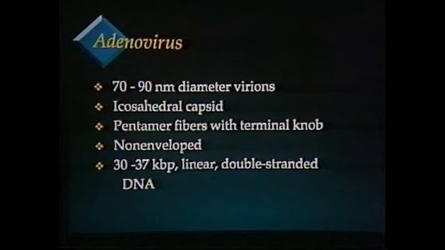Avian adenovirus infections. Adenoviruses are 70 to 90 nanometer diameter virions. They have geometric symmetry to the capsid, and one unusual feature of adenoviruses is that they have pentamer fibers that extend and have a terminal knob on them. Usually these fibers are dual in avian adenoviruses. Adenoviruses are non-enveloped and can contain a 30 to 37 kilobase pair double-stranded DNA in a linear configuration.